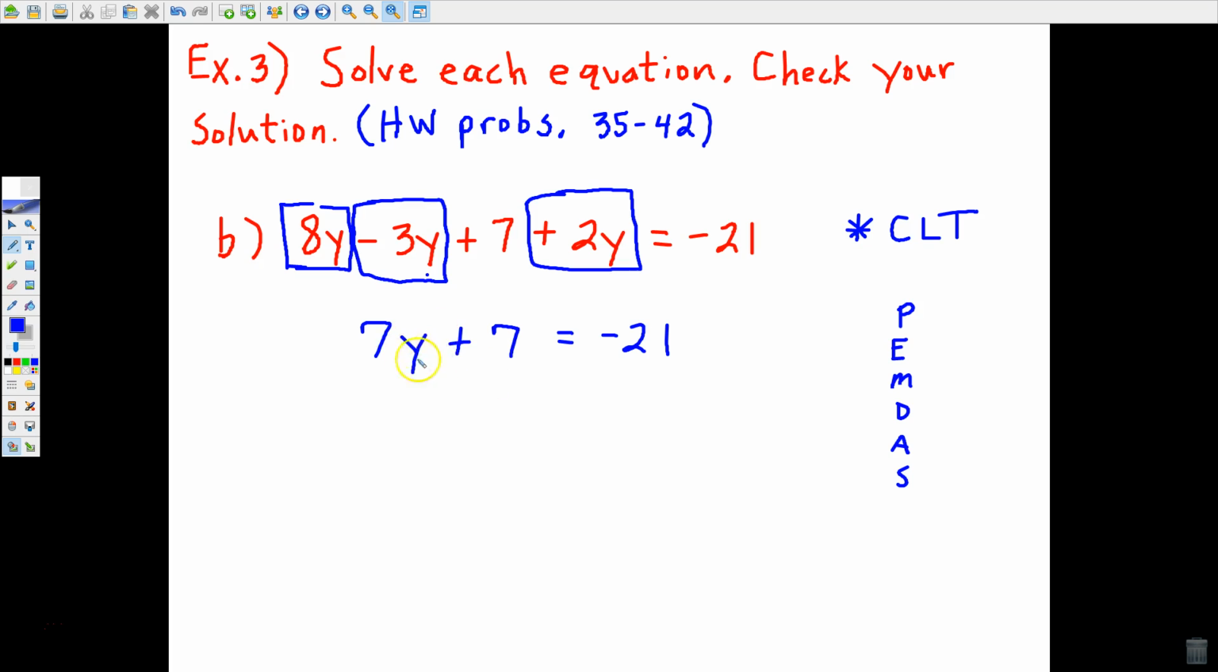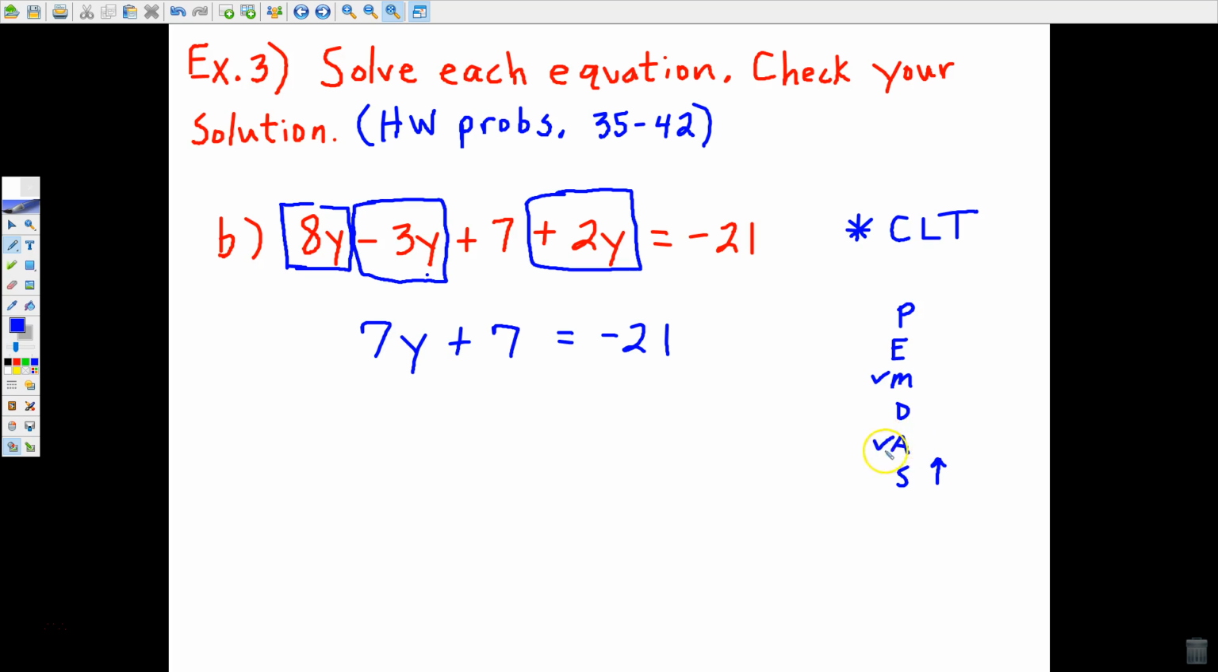to undo the operations concerning y. We're trying to get y by itself. Okay, so I'll try to speed this up a little bit. There are two operations involving y. We have addition and we have multiplication. Well, if I'm going to go in reverse order of PEMDAS, that means I'm going to undo the addition first.